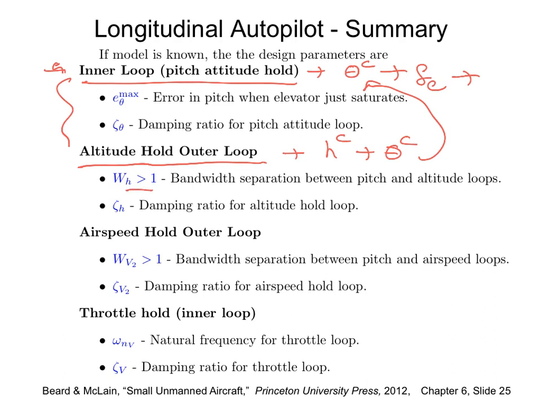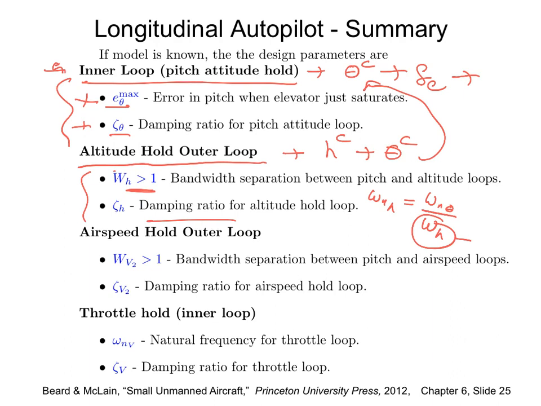You need a separation between this loop and that loop. So you choose omega h to be between 10 to 15 to give you omega n h equals omega n theta divided by omega h. Basically you choose this number to be 10 to 15 times, and this is the damping ratio. Again, these are design parameters you can choose. These are to choose your kp theta, and from this you will get kd.